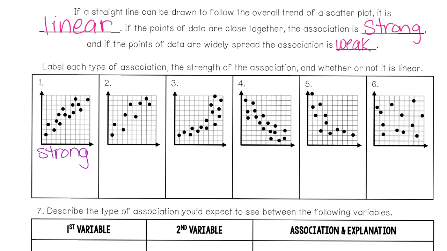Positive or negative? Or none? From left to right, is that line increasing or is it decreasing? It's increasing, so what would we say? Positive. And then would it form kind of a line as they're bunched together? Yeah, like I can draw a straight line through there. So then it would be linear.